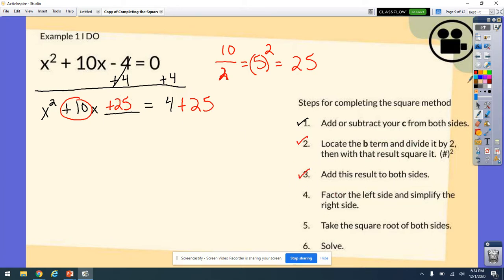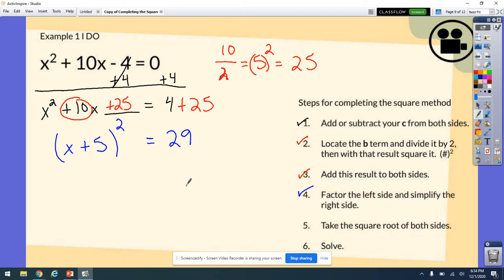Now it says factor. So we have to factor this nice perfect trinomial. And if you notice, I have a 10x and a 25. What number can factor to give me this 25 here and add up to this? What you're going to have is a perfect trinomial of x plus 5, squared. And then I'm going to go ahead and simplify that right side. 4 plus 25, I get now 29. So that completes this step.